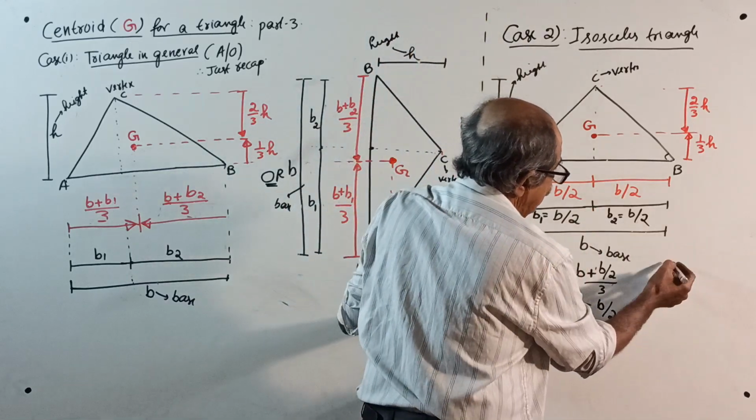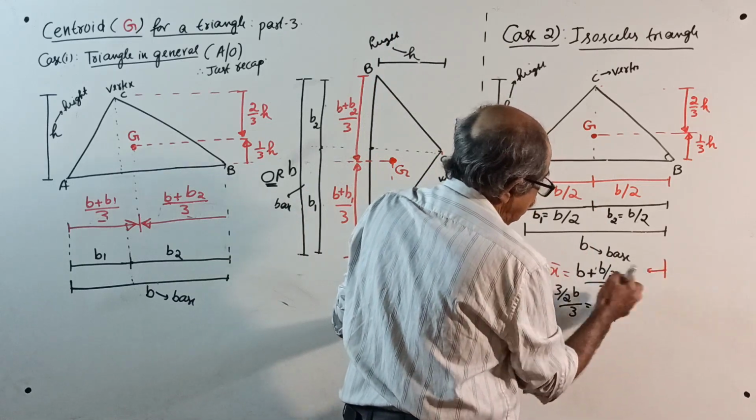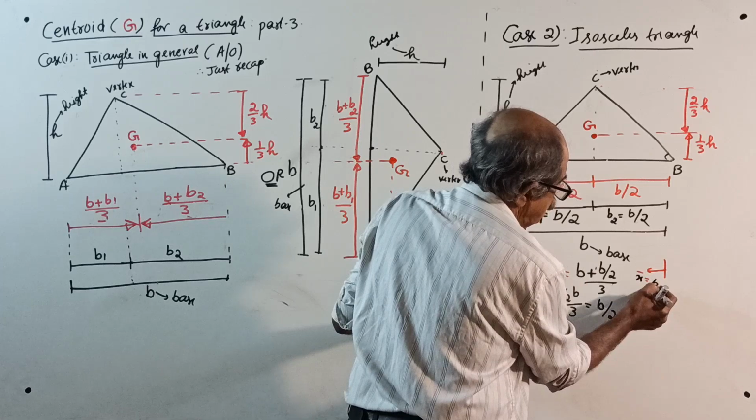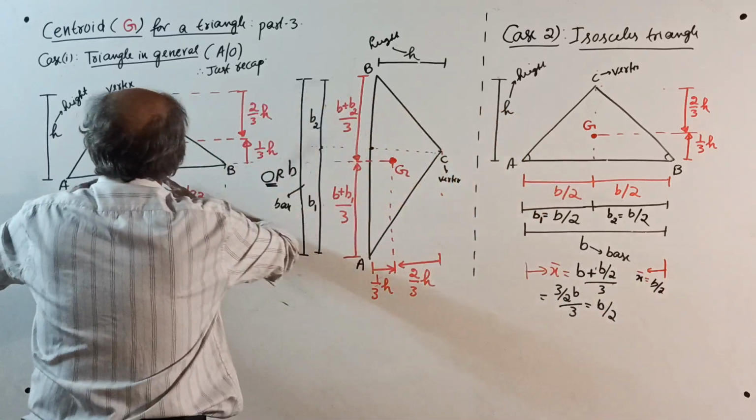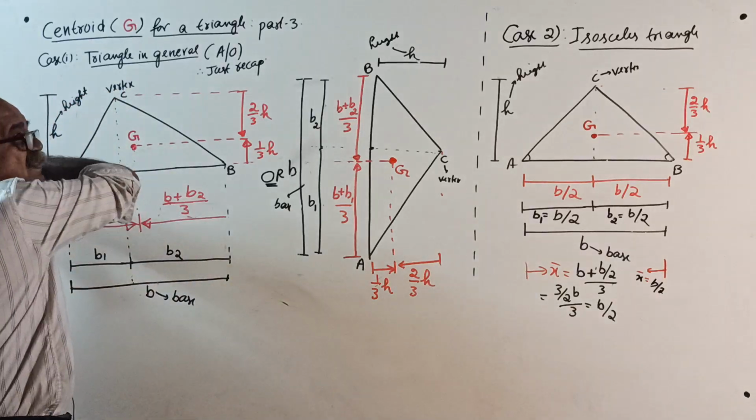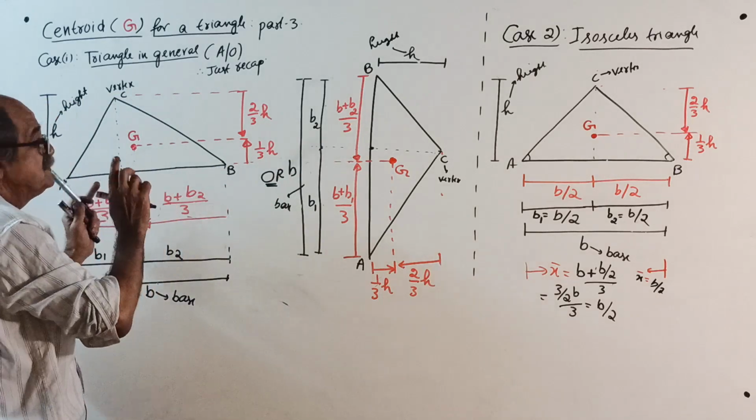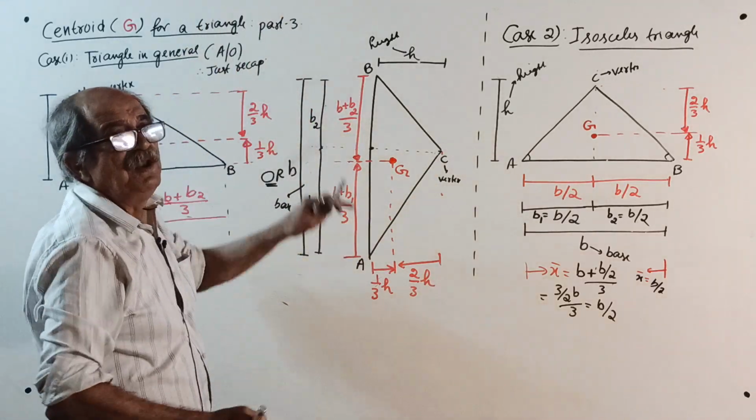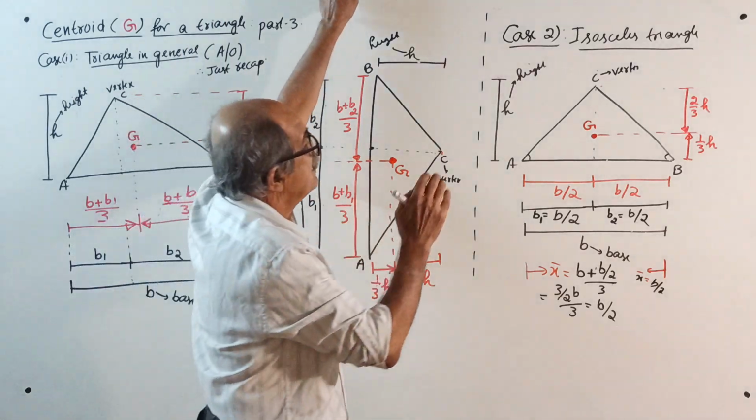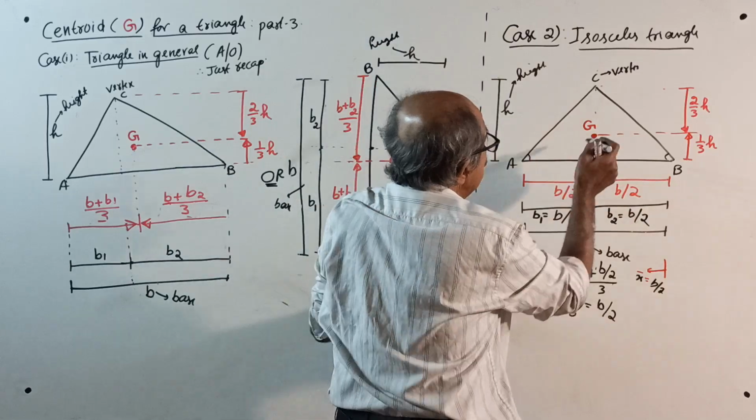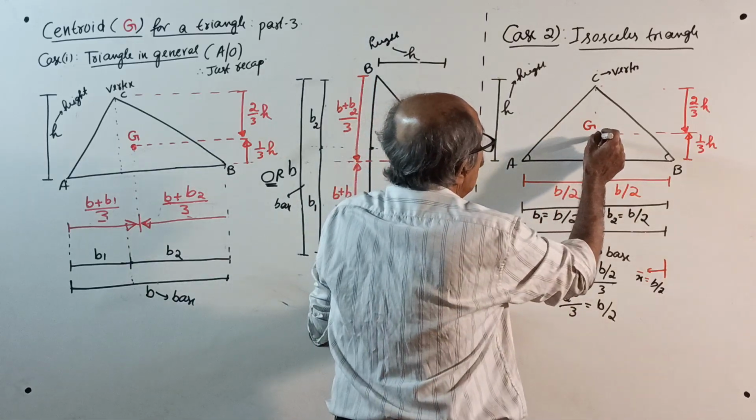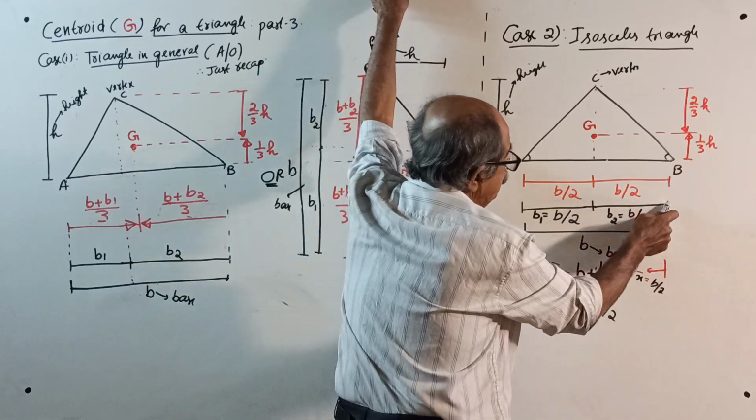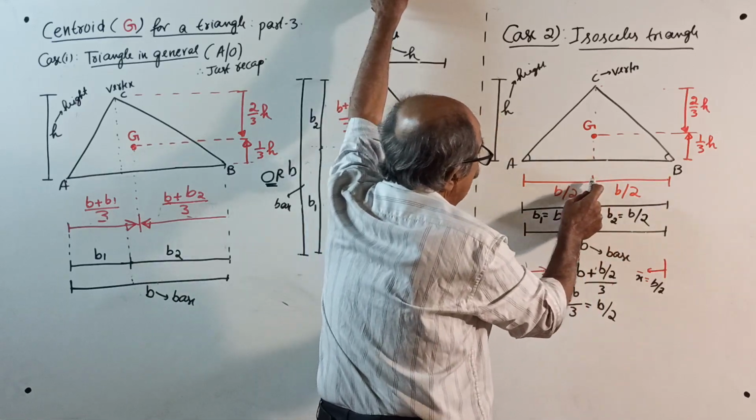Same way, if I locate X bar from the other side, that also will come equal to B by 2. But if B1 is not equal to B2, the centroid will shift to one side, and you have to locate it here also. When B1 and B2 are not equal, the centroid will shift to one side. But here, both are equal, so the centroid will be exactly at this point. If I project, this red color B by 2 is for G. If this is B by 2, this is B by 2, the centroid is also at B by 2.